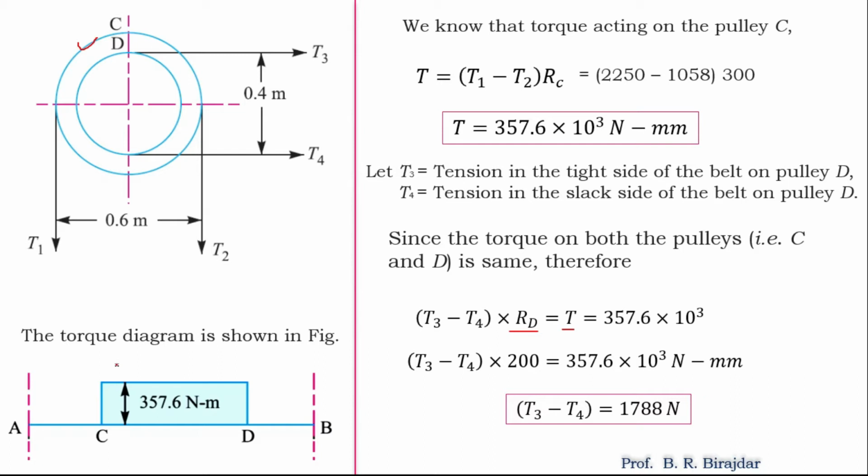Now this is the torque diagram between C and D. Whatever the torque acting on C, it is the same. Just now we calculated 357.6 times 10 raised to 3 Newton mm. So this is the torque diagram.